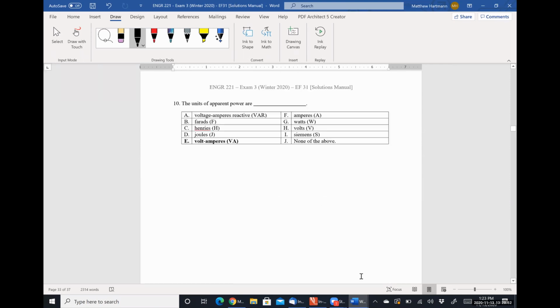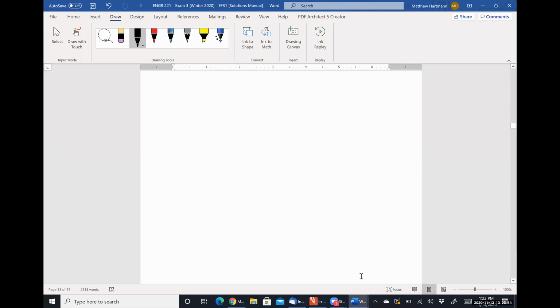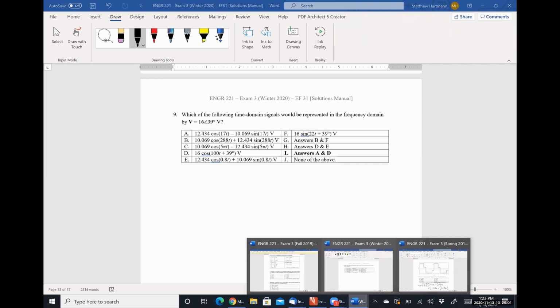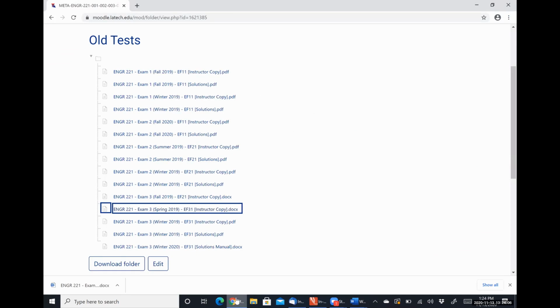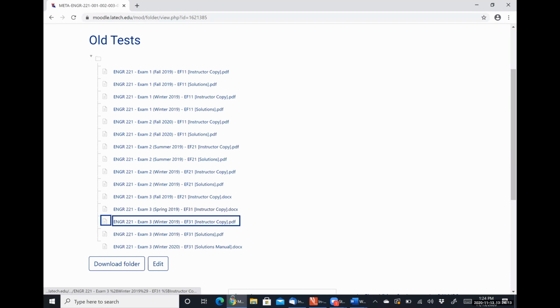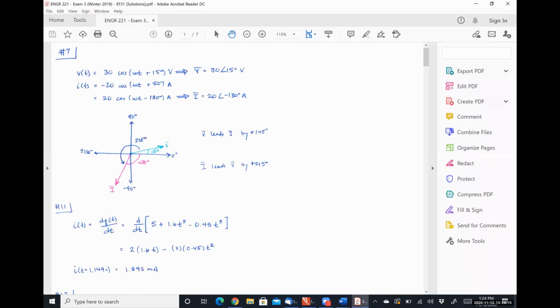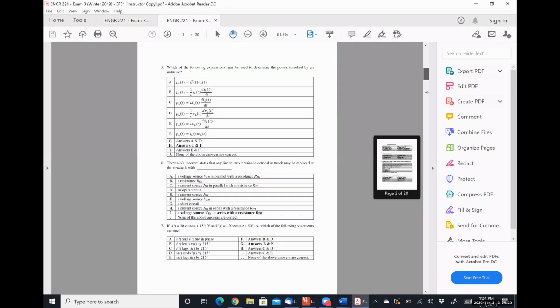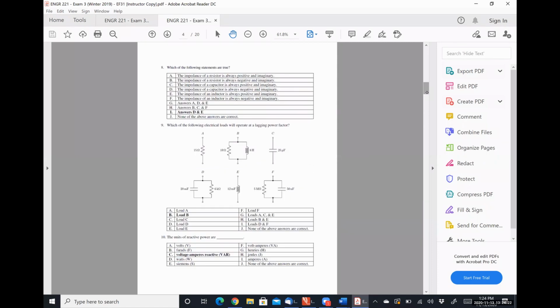Okay, so hold on. Number 9, which of the following time domain signals would be? Oh, that's Winter 2020. I'm sorry, an entirely different test. Oh, wait, that's not what I wanted. That's what I want. All right, which of the following loads will operate at a lagging power factor?